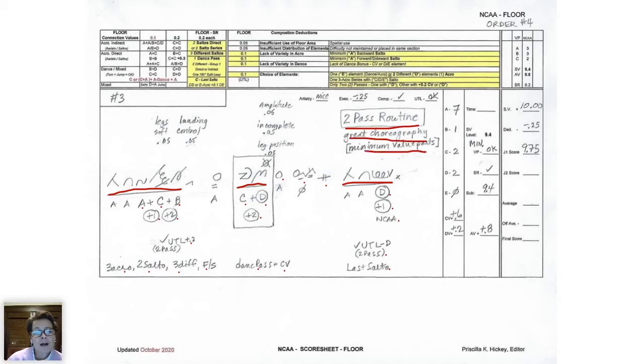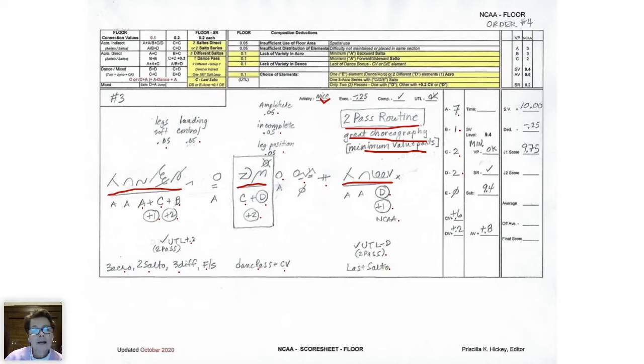It had minimum value parts, 7 A's, 1 B, 2 C's, 2 D's. And I thought the artistry was beautiful. I had 0.25 in execution. The legs were soft on her 1.5 on the first pass, and the landing control on the first pass, I had a 0.5. Her dance pass, she had more deduction. I took 0.5 in amplitude on the ring, incomplete of the cat double full, and leg position on the cat. So a total of 1.5.